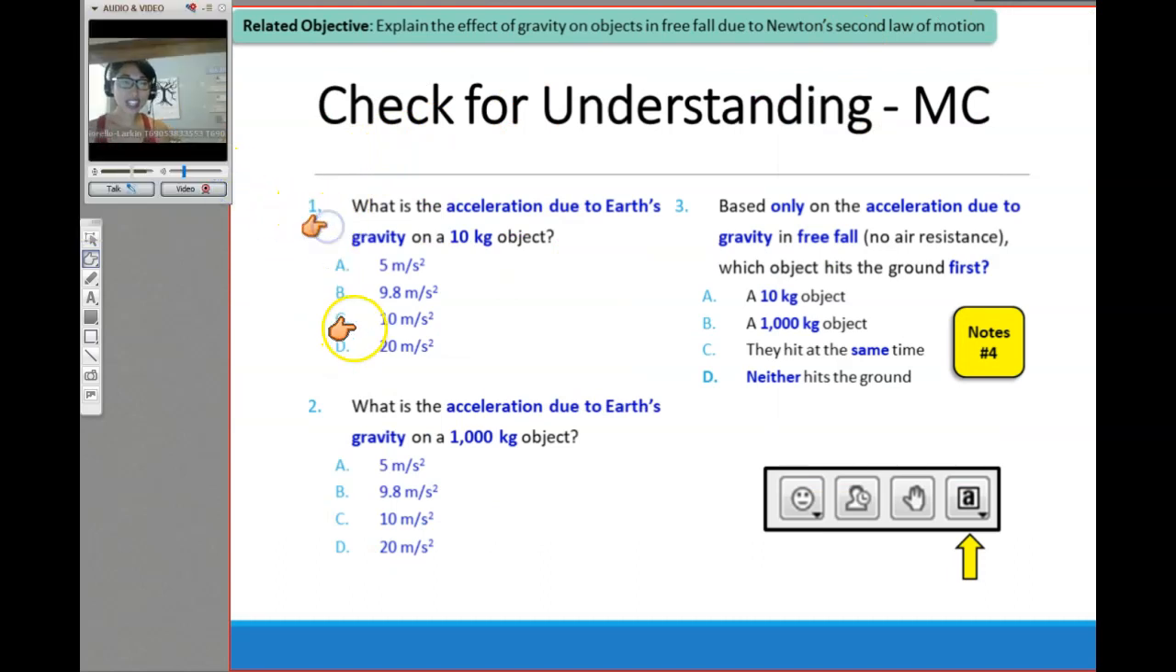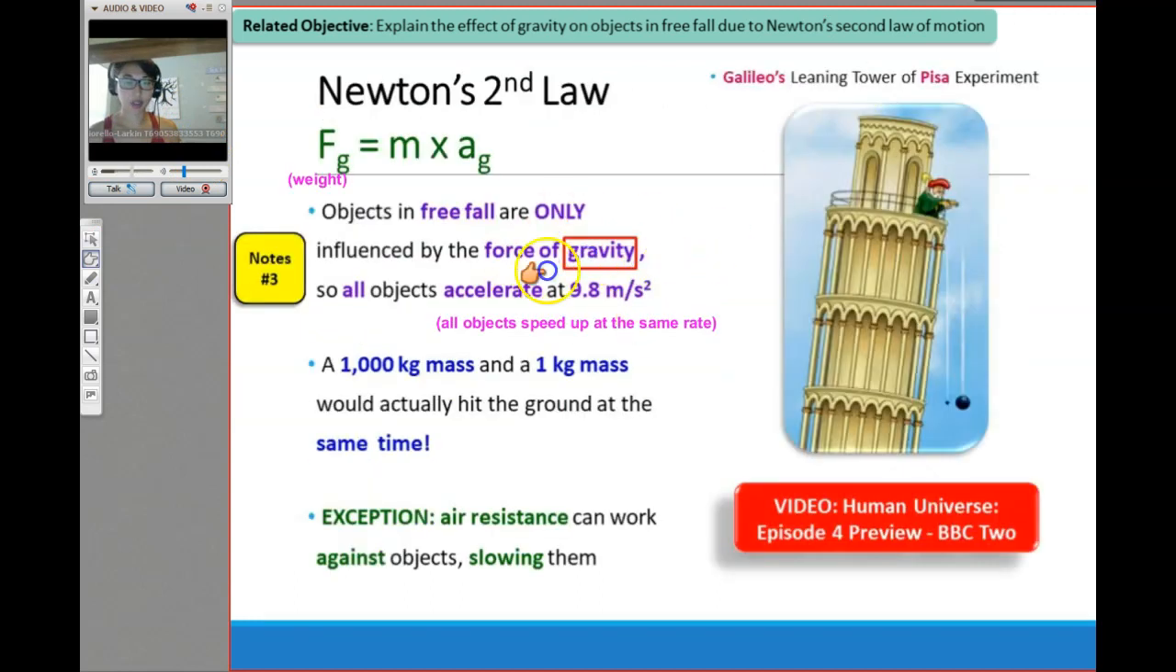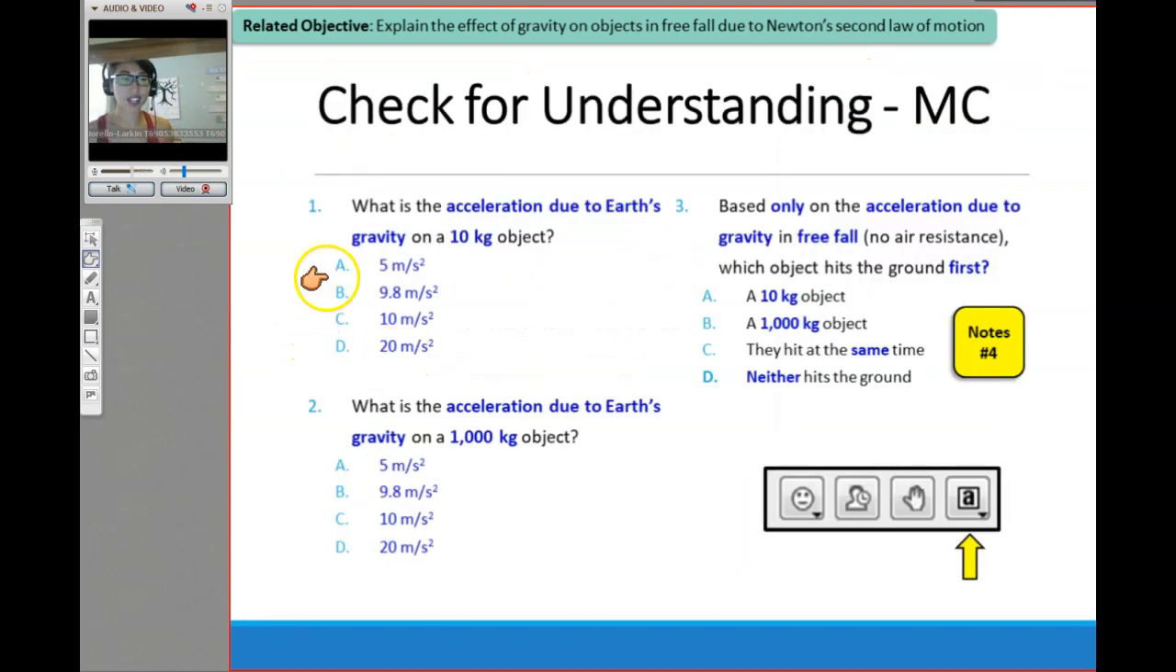All right, what is the acceleration due to Earth's gravity on a 10-kilogram object? Do you guys remember what's the acceleration due to gravity? We talked about it on the previous slide. What's the acceleration due to gravity on a 10-kilogram object? Go ahead, use your polling tools or tell me in the chat box. Yes, exactly. The acceleration due to gravity on a 10-kilogram object is 9.8 meters per second squared, because that's the acceleration due to gravity in general. Now, what is the acceleration due to gravity on a 1,000-kilogram object?